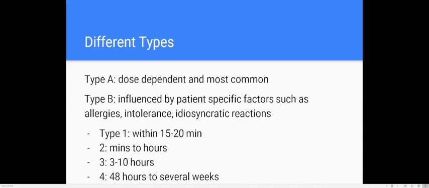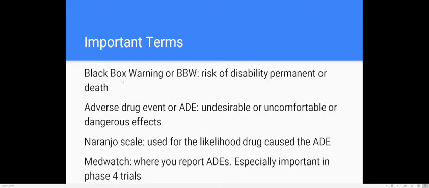So those are some important terms you guys should be aware of, and for future videos, I'll refer to certain terms. A black box warning, or abbreviated as BBW, is a risk of disability, permanent harm, or death. So it's usually the most severe side effect from the drug and what you need to make sure you make patients aware of. Adverse drug event, which after this video I'll refer to as ADE, is basically an undesirable or uncomfortable or dangerous effect from the medication.